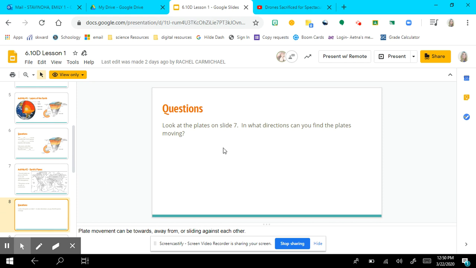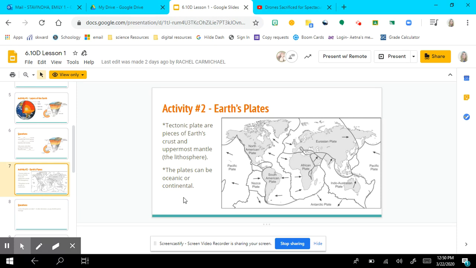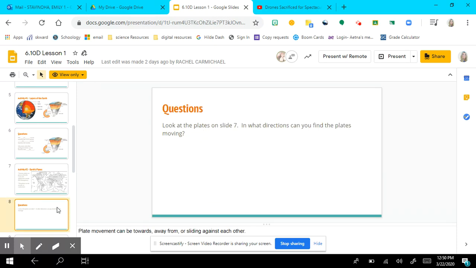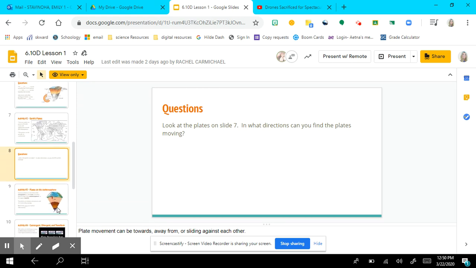Look at the plates on slide 7, the slide we were just on. In what directions can you find the plates moving? This is something that you can think about or write down, but also just think about how they're moving, if they're moving towards each other, away from each other, sliding against each other, and also keep in mind the names of the plate boundaries that we have talked about.